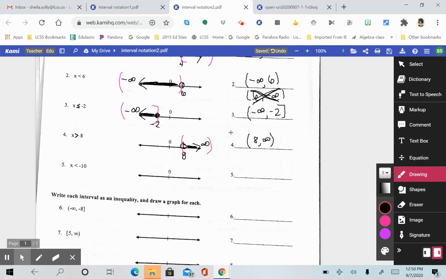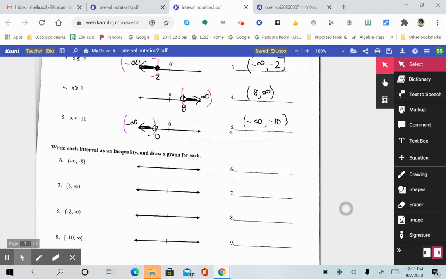Number 5, it's at negative 10. Empty circle, shading left, approaching negative infinity. Now enclose your solution set. So we have parentheses at a negative number, parentheses at an empty circle. So doing left to right, we have negative infinity to negative 10, parentheses. Let's look at our next set.